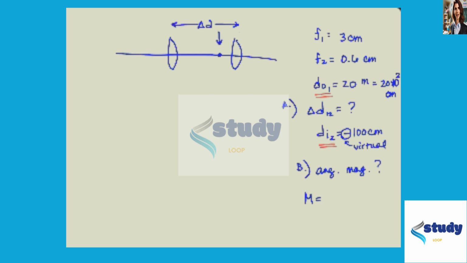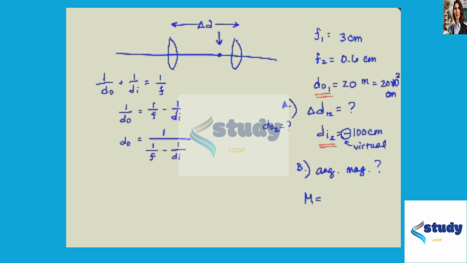We're going to first solve for the object distance for the second lens, so we're going to solve for DO2. Because most of my numbers are in centimeters, I want to leave it in centimeters and convert DO1 when I need it. I'm going to use the thin lens equation: 1 over DO plus 1 over DI equals 1 over F. Solving for DO, 1 over DO equals 1 over F minus 1 over DI, and then inverting both sides.